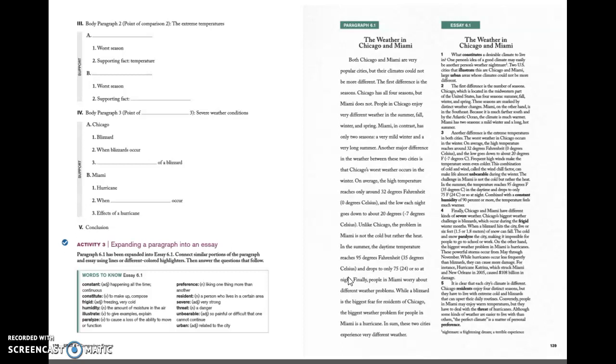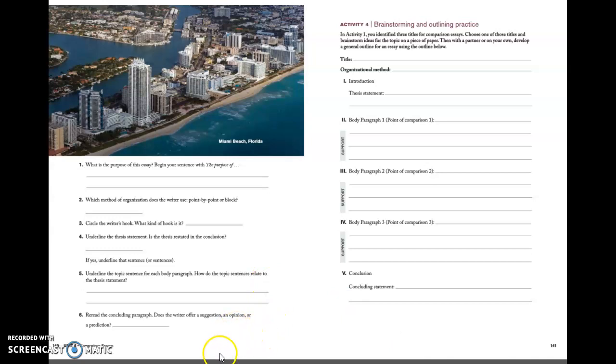So read these two pieces of writing, the paragraph and then the essay, and take a look at the differences. And when you finish that, I would like you to turn to page 140 and complete questions 1 through 6. Questions 1 to 6 is asking you to analyze the comparison essay. It's a really good activity to closely review and analyze essays so you can take those ideas and apply them to your writing.